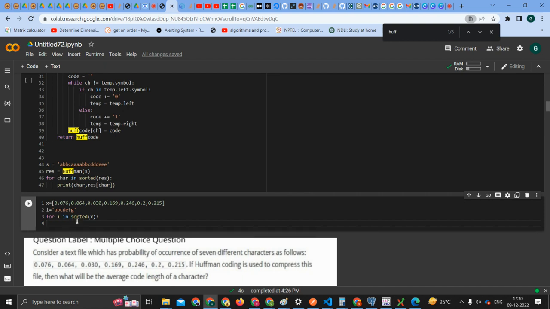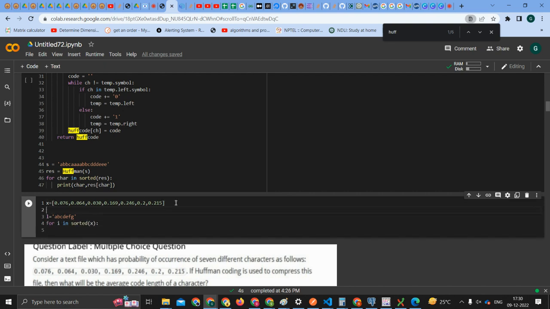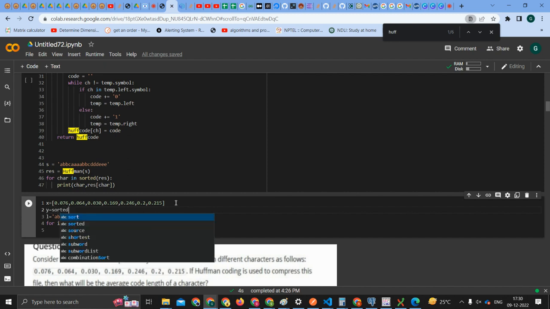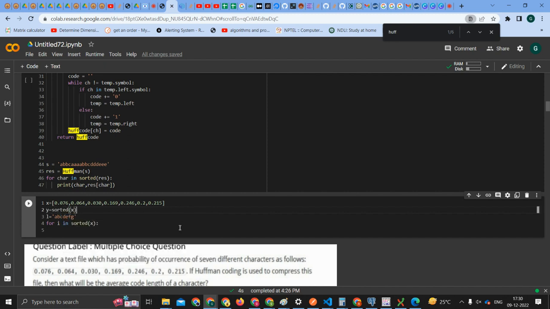So it should take, okay. For i in sorted x, so a range. Let me save that also. Okay, so you're trying to multiply each of these by the frequency. Is that correct?